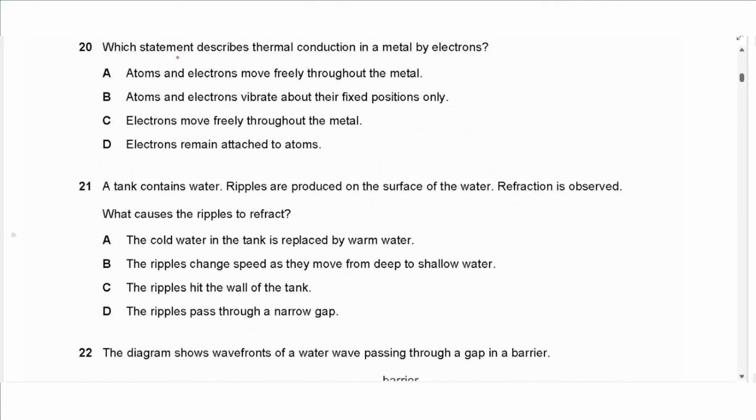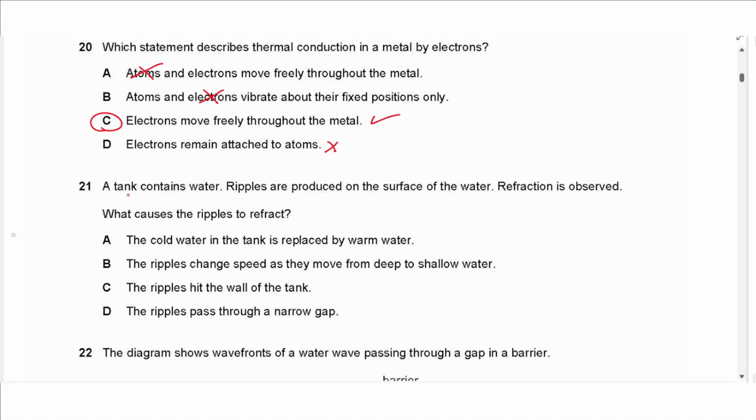Question 20 says which statement describes thermal conduction in a metal by electrons? Atoms and electrons move freely. No, atoms do not move freely. Atoms and electrons vibrate about their fixed positions. Electrons do not vibrate about fixed positions. Electrons move freely through the metal. Yes. Electrons remain attached to the atoms in metals. No. So the answer is C.